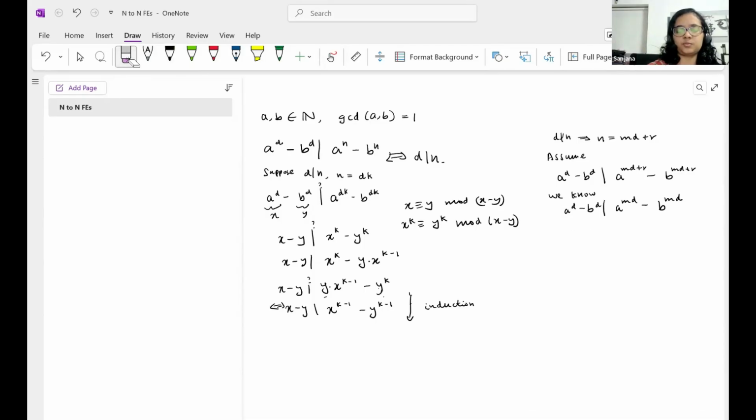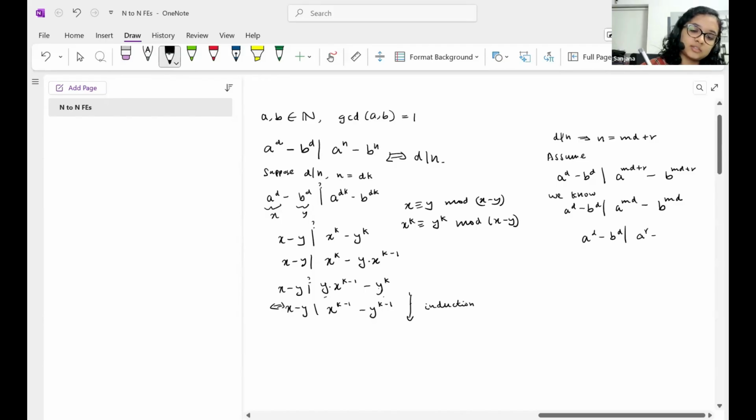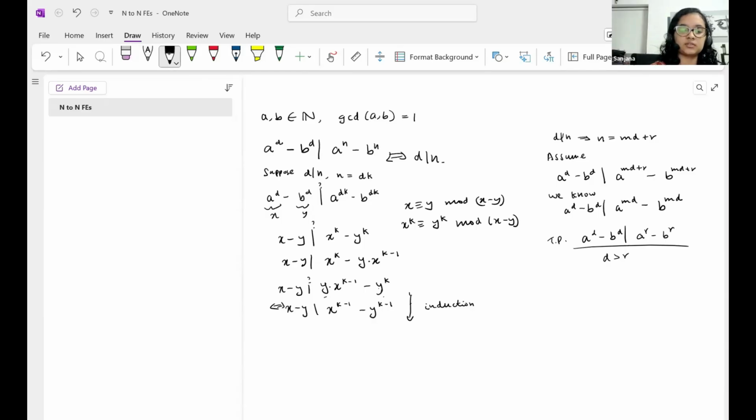So this is the point where the Euclidean algorithm comes in useful. So the point is, if we can reduce this to something like a raised to d minus b raised to d divides a raised to r minus b raised to r, this would be a size contradiction because d is greater than r. So if we can get this, then we'd be done. And can we somehow do this using the division algorithm? Actually, I don't think you need this. Yeah, I think you can directly do this.